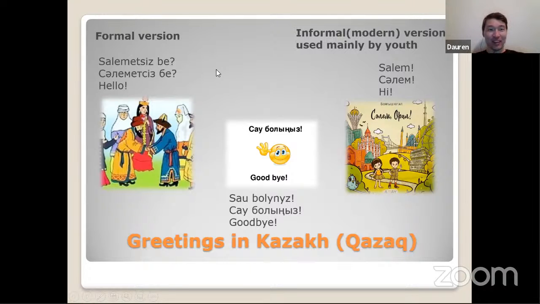And here's the formal version of saying hello. It's Salametsizbe, and here it is in the Cyrillic version. The informal version, used by youngsters, is Salam. I usually use these two, Salam, instead of saying Salametsizbe or Privet. So I use both Privet and Salam.